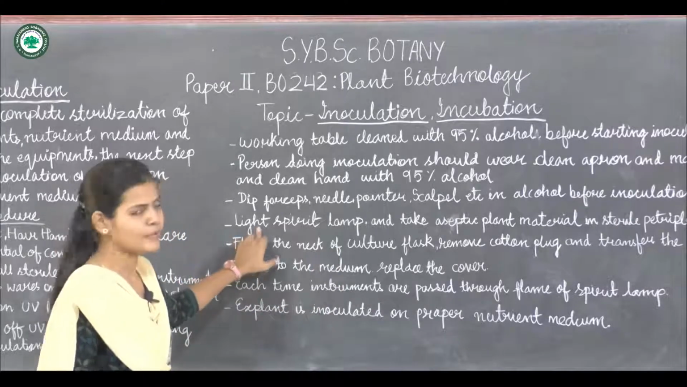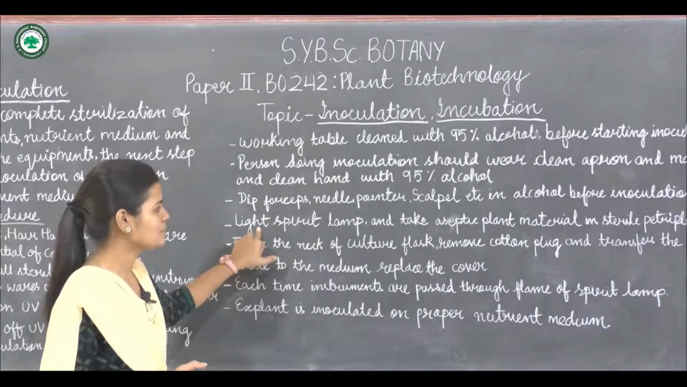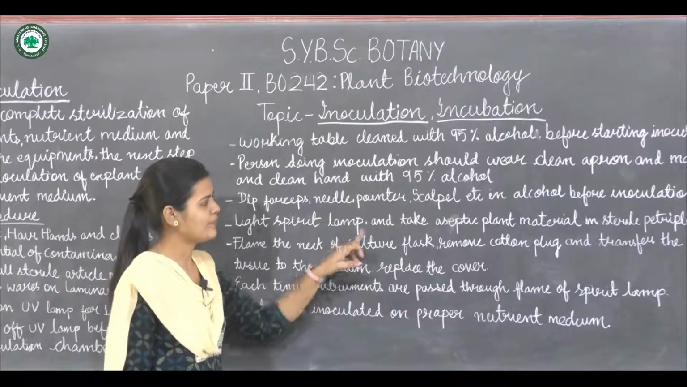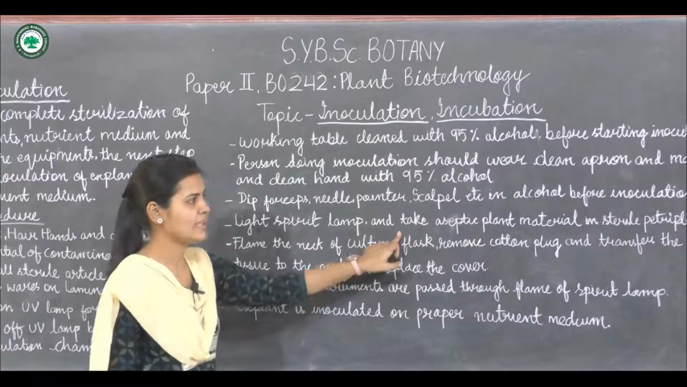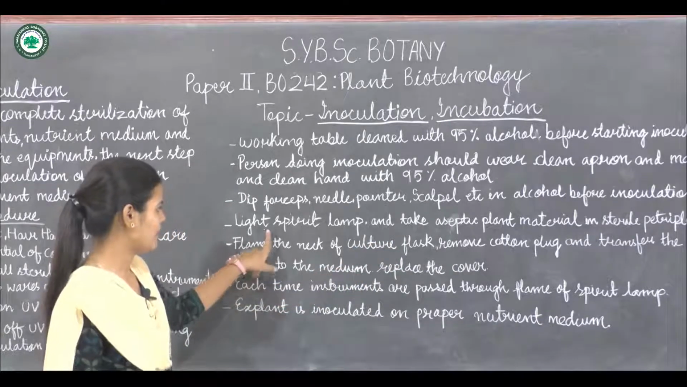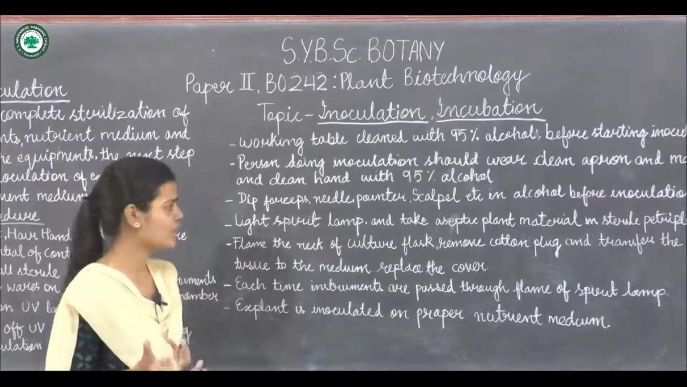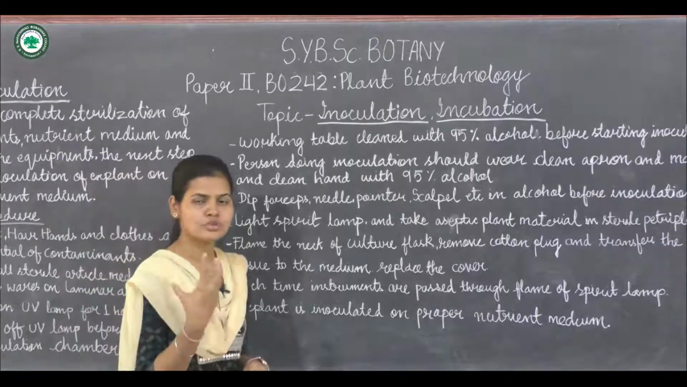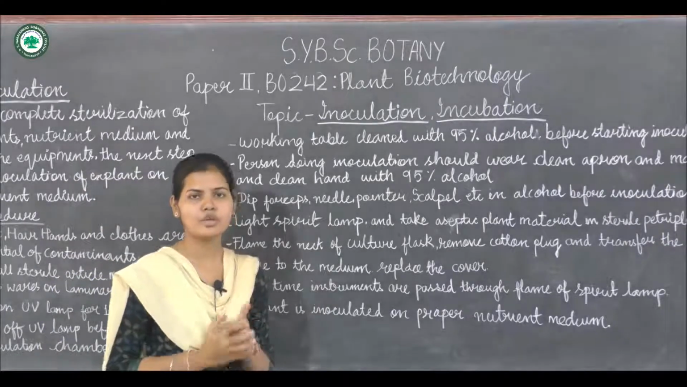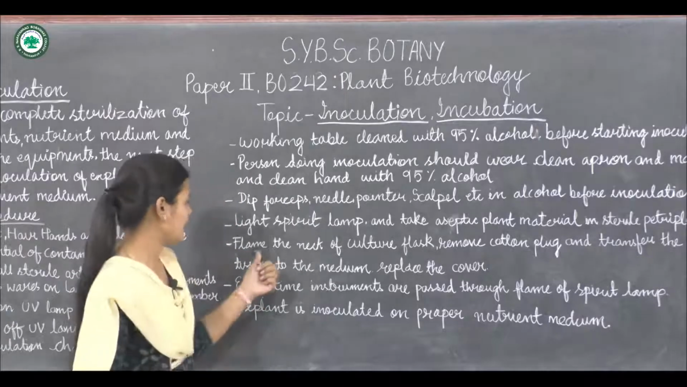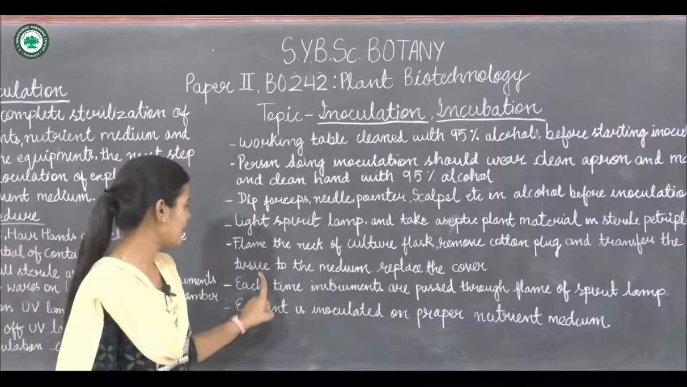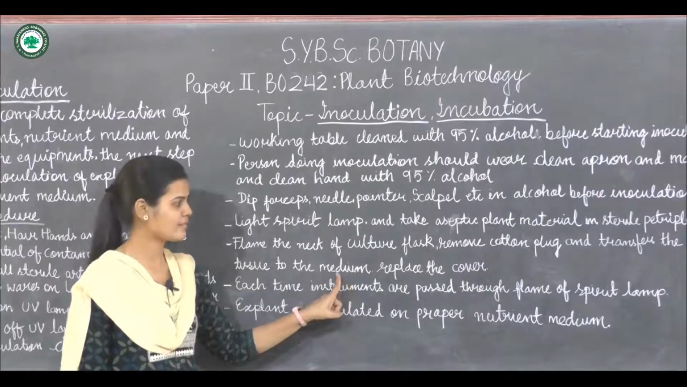Now after that, the spirit lamp should be lit. Light the spirit lamp and take the aseptic plant material in a sterile petri plate. The aseptic plant material should now be taken for the further inoculation process. Then flame the neck of the culture flask, remove the cotton plug, transfer the tissue to the medium, and replace the cover.